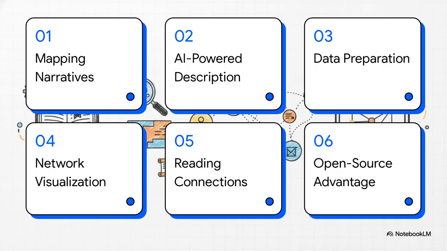Here's our game plan. We'll break it down into 6 parts. We'll start with the challenge itself, then we'll walk through our 3-phase workflow, using AI to read and describe documents, then preparing that data, and finally turning it into a network visualization. After that, we'll learn how to actually read the thing, and we'll wrap up by talking about why this open source approach is such a game changer.